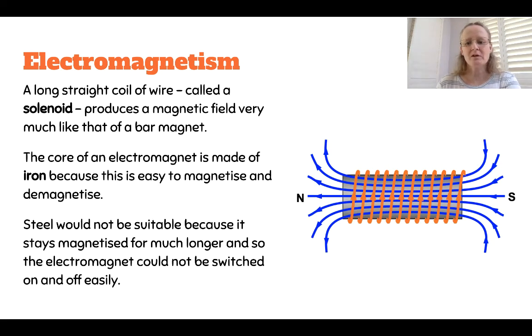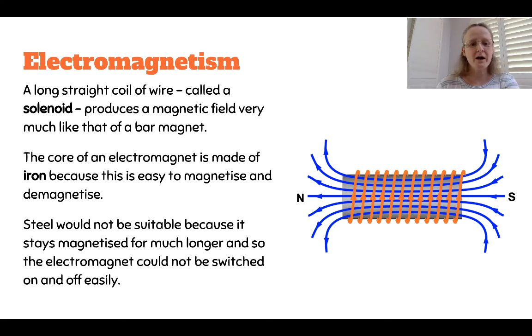If you coil a wire around a piece of iron, you can actually make something that acts just like a bar magnet. So you can see the field lines that have been drawn on this solenoid, and they act with a south pole and a north pole, and it looks very much like a bar magnet.